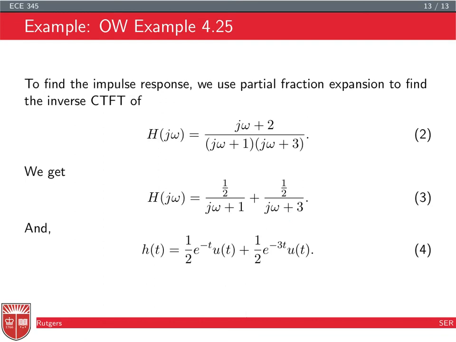And now from the examples we've seen before, h of t is equal to 1/2 e to the minus t, so it's an exponential with term 1 here, u of t, plus 1/2 e to the minus 3t u of t, so 3 is coming from here. And this brings me to the end of this lecture.